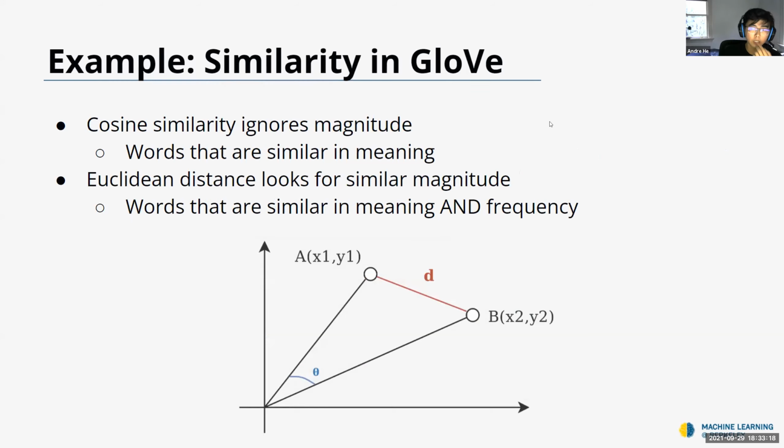Yeah, this is just what I talked about last slide. Cosine similarity only looks for alignment, which in this case, alignment means co-occurrence. But Euclidean distance also looks for just absolute similarity. So these words need to be similar in both meaning and frequency.